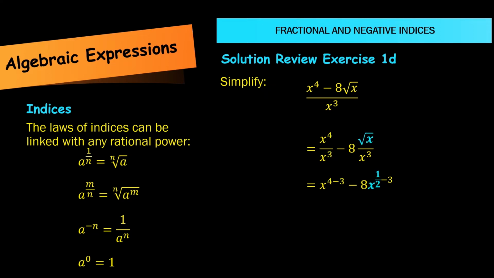And likewise for this expression, we have x to the power half and x to the power minus 3 here. Again, we simplify, so we have x to the power 1 minus 8 times x to the power minus 2.5. This is of course equal to x minus 8 times x to the minus 2.5.